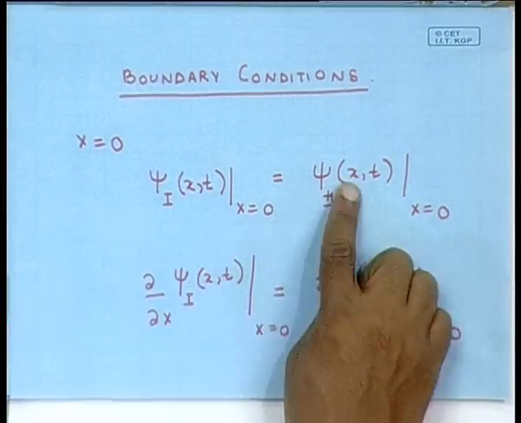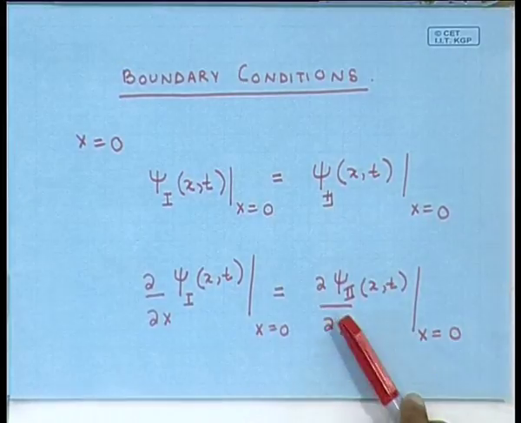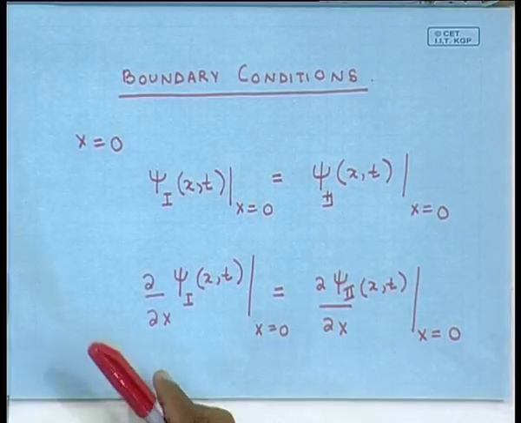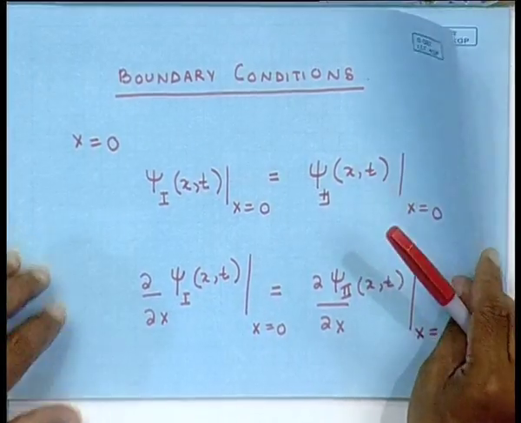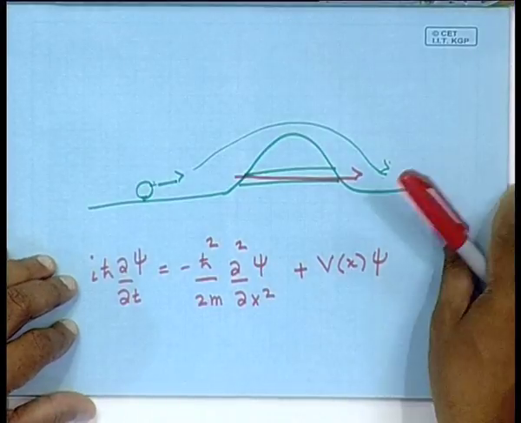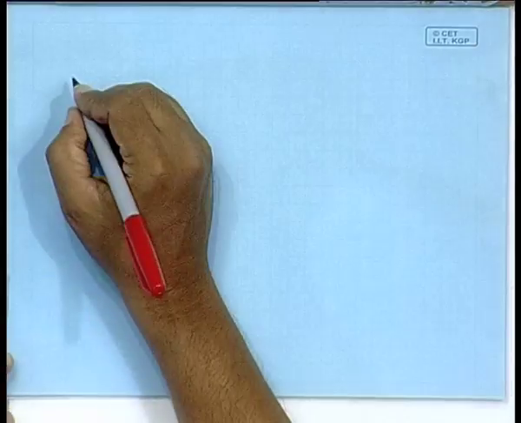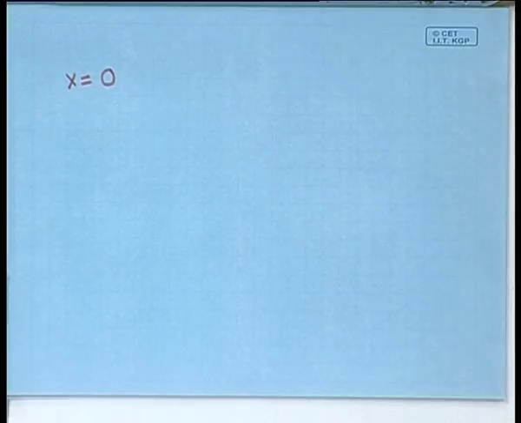So, we have written the boundary conditions. I shall refer to this as boundary condition 1. I shall refer to this as boundary condition 2. So, let us apply these boundary conditions first to the boundary at x equal to 0, the boundary between region 1 and 2. So, we will consider the interface between region 1 and region 2, the boundary at x equal to 0.